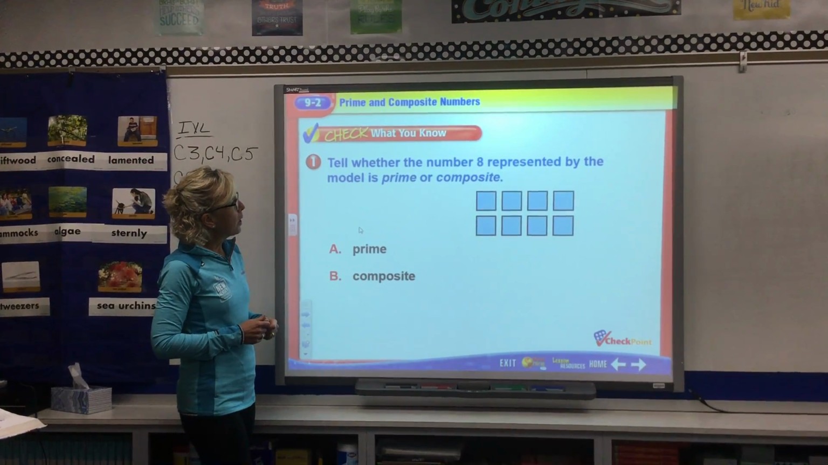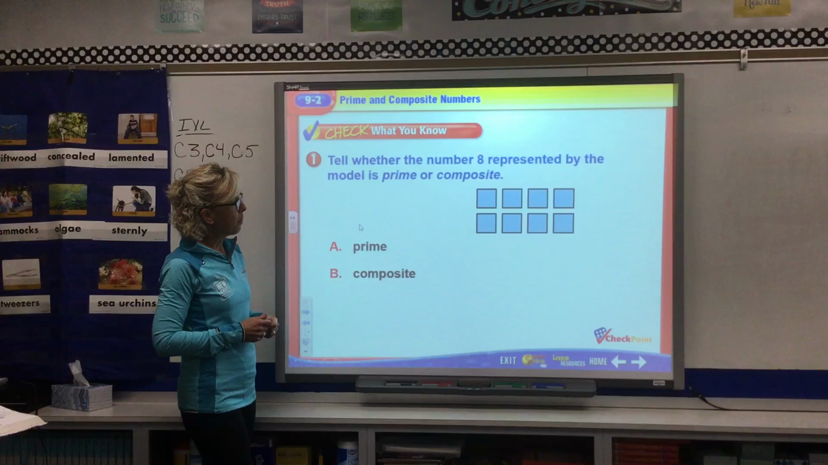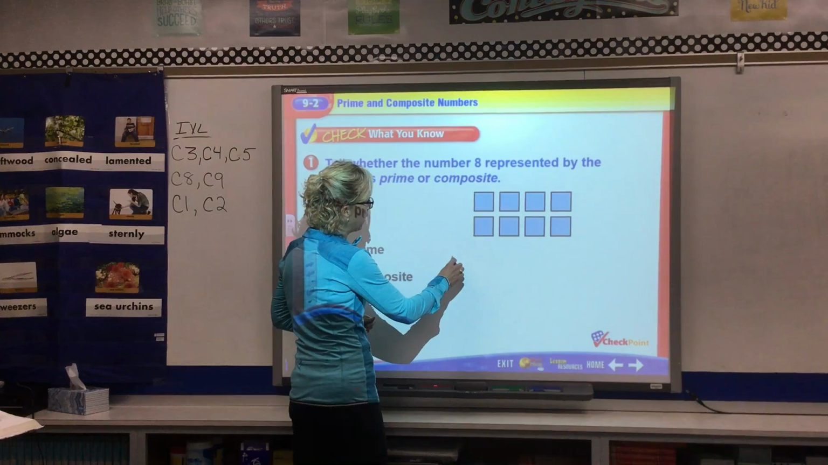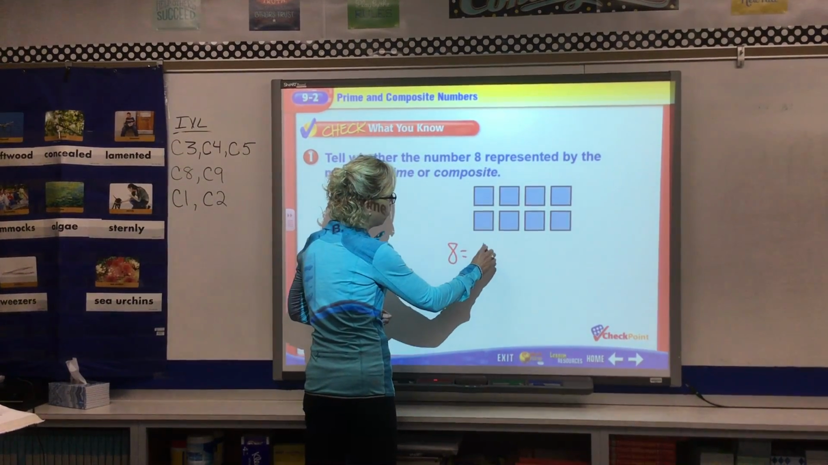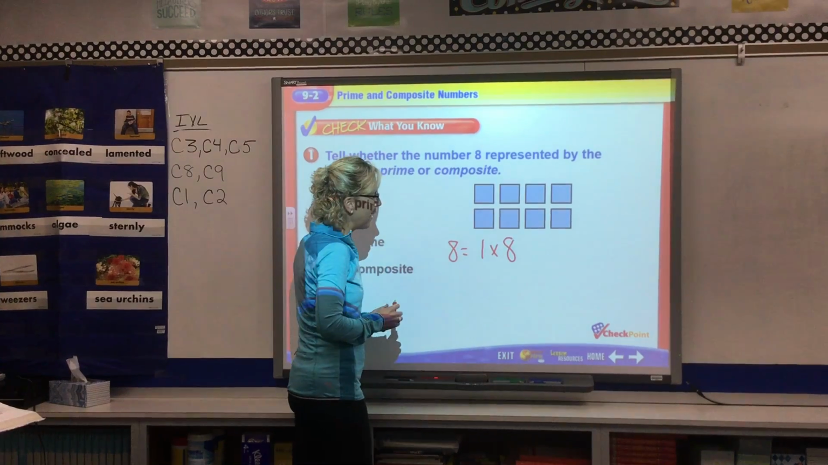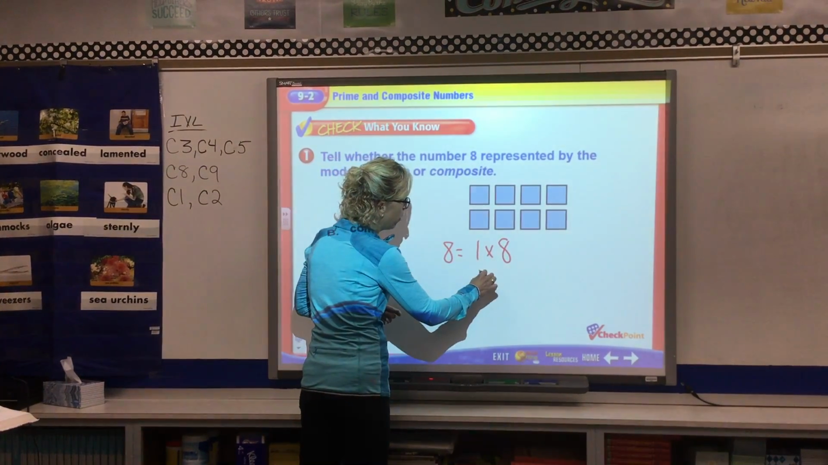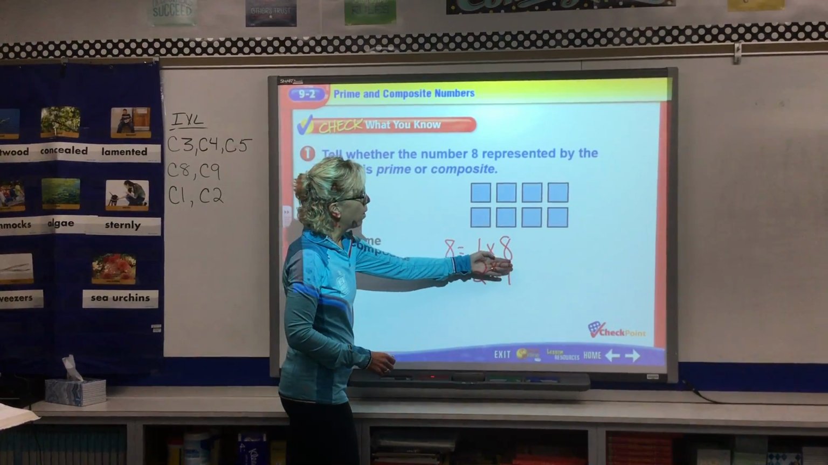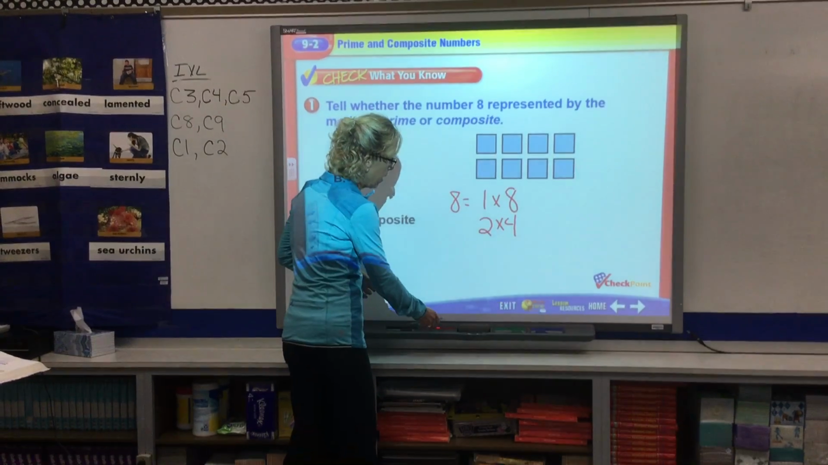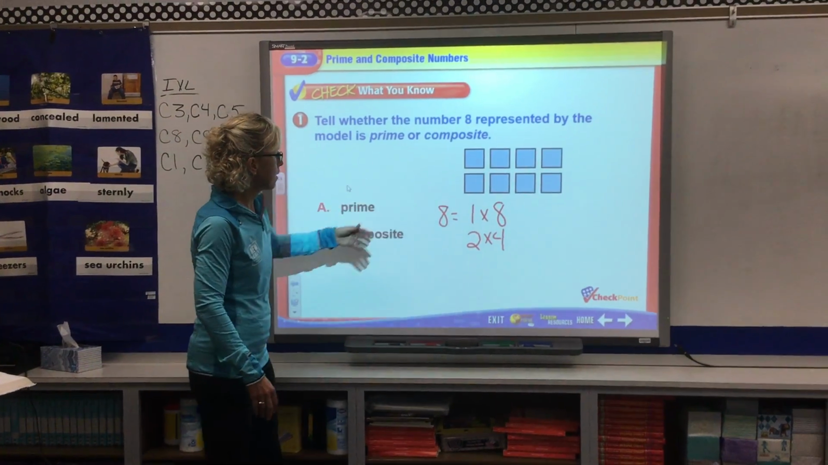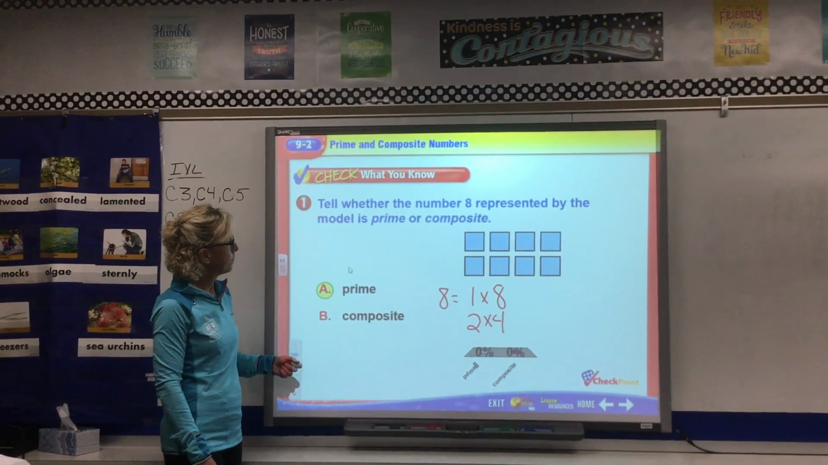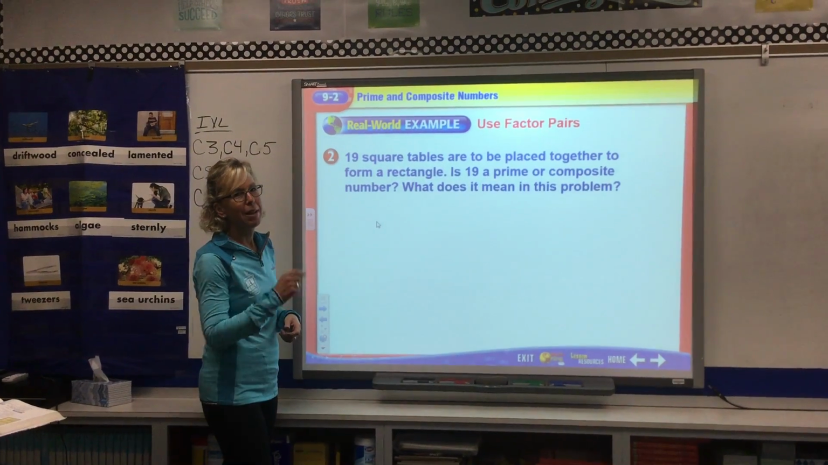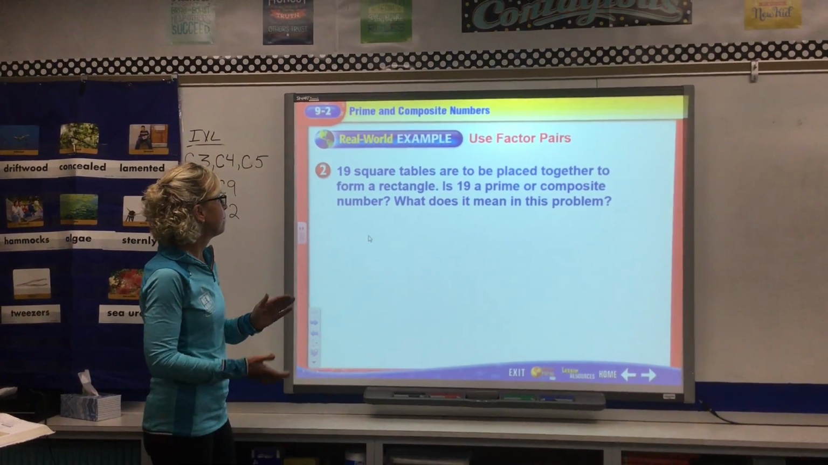It says tell whether the number 8 represented by the model is prime or composite. Like Mrs. Lund said in the previous lesson, if you look at factors of 8, I can say 1 times 8, and it's an even number, so I know that 2 goes into it, and 2 times 4 is 8. It has more than 1 and itself as a factor, therefore the whole number is composite. And that's wrong. That is wrong. Once in a while they make a mistake too, but we know that we're right.